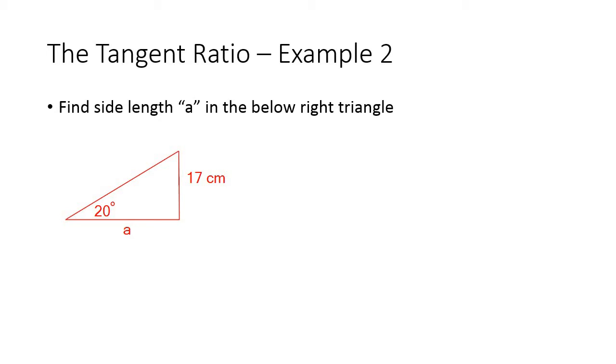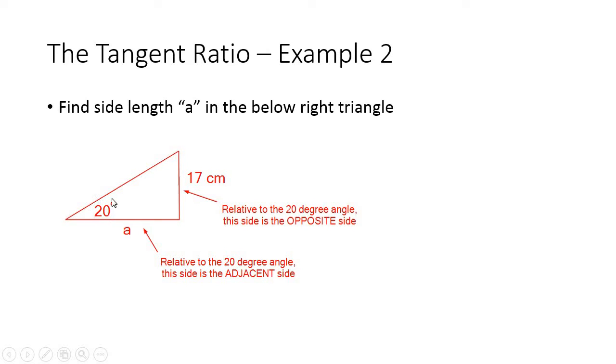Let's look at example 2 for the tangent ratio. So let's find the side length A in the below right triangle. Again, we're given that this is a right triangle, so we can assume that this angle here is our 90 degrees. It certainly looks like that's the only angle that would be 90 degrees. So relative to the 20 degrees, this A side length is our adjacent side.